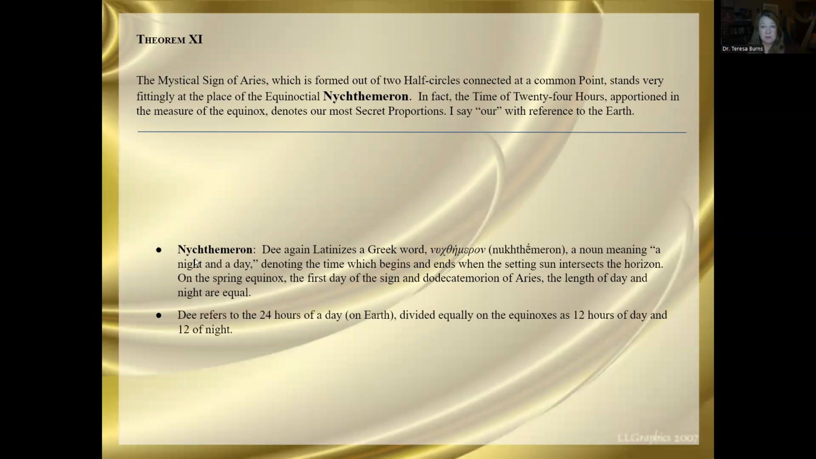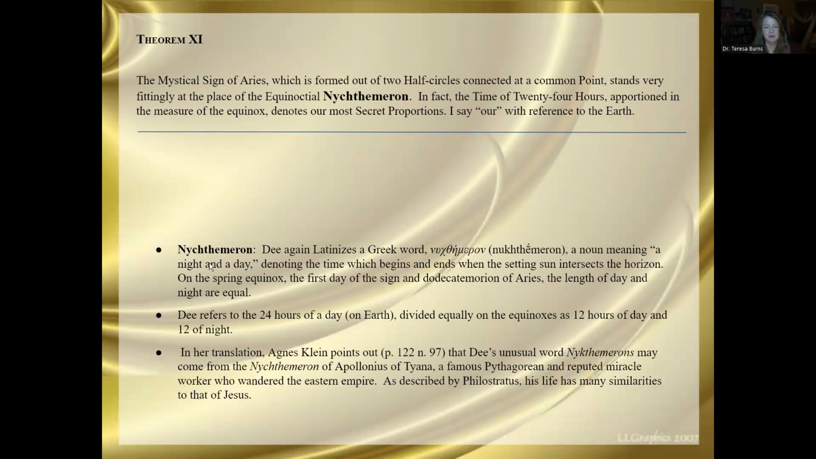There's 24 theorems here, remember, in the hieroglyphic monad. So the 24 hours of day on Earth divided equally on the equinoxes to 12. The next theorem, 12, we'll see D playing around with all kinds of time measures, because what else is 12? Well, the number of months in the year, signs in the zodiac, and so on.